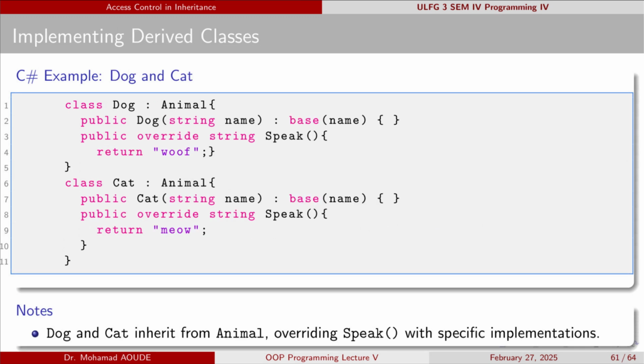Now we implement two concrete classes, dog and cat. Each class calls the base constructor with base, name. Each one overrides speak to return its specific sound. This is classic abstraction plus polymorphism, shared structure through the abstract class, custom behavior through overriding.